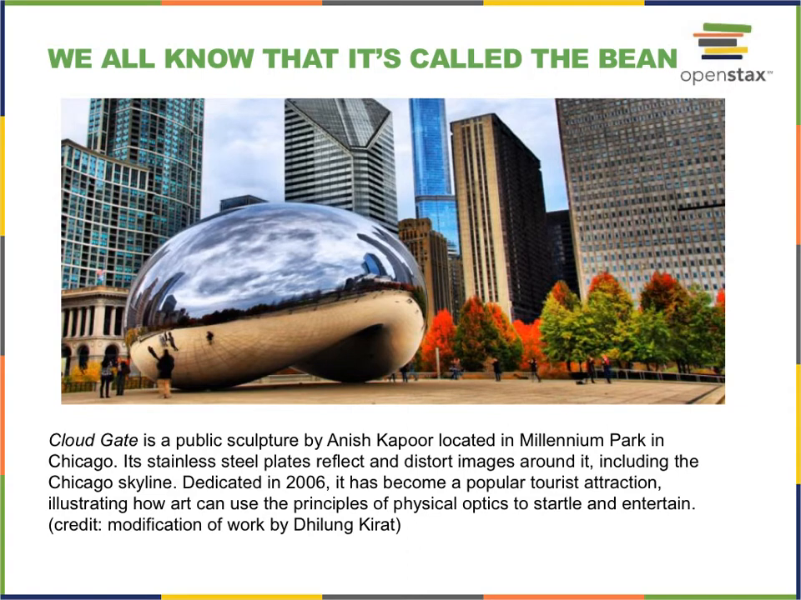So I had to include this because this is a picture from your book, but it's a good example of a surface that's curved, that reflects and produces images. We all know it's called the bean. Who knows it as Cloudgate?